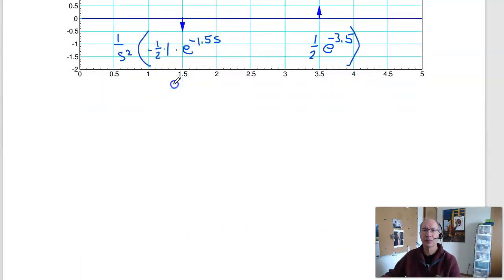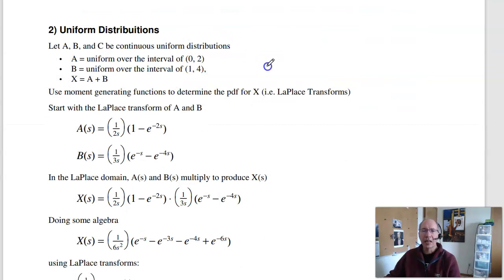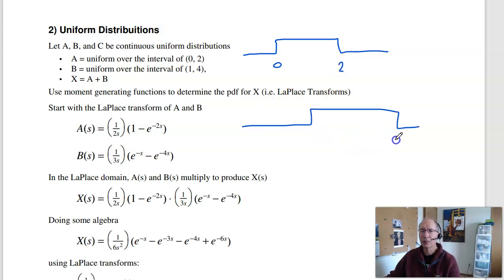Problem number 2. I have two uniform distributions. A goes between 0 and 2. B goes between 1 and 4. What is the PDF of A plus B?